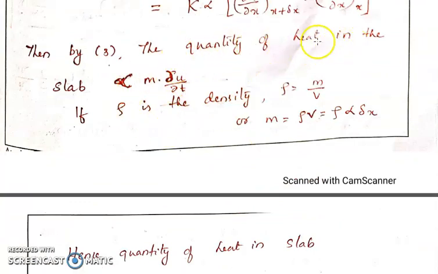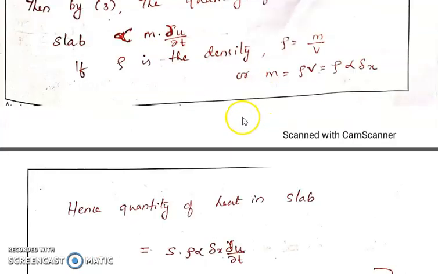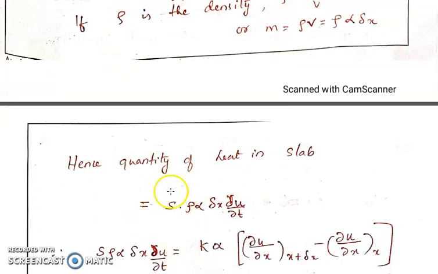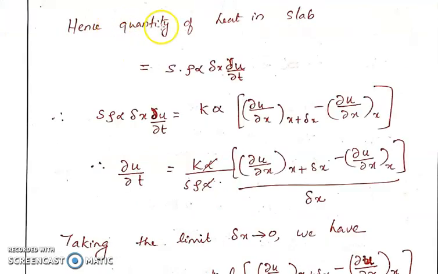Therefore, the quantity of heat in the slab is directly proportional to mass, which is rho alpha delta x, into ∂u/∂t. Then we consider the proportionality constant. Therefore, we can write the quantity of heat in the slab equals S, the proportionality constant, specific heat, into rho alpha delta x into ∂u/∂t. Thus we get the quantity of heat in the slab by the second and third law.